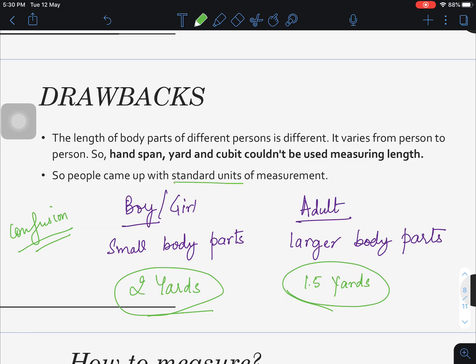So what happened? People came up with standard units. This we're going to study in next part. But this was the main problem, that the length of different body parts varied from person to person. So handspan, yard, cubit could not be used for measuring them. In ancient times it could be used because they were not having any other thing. But now people came up with other things which were fixed.